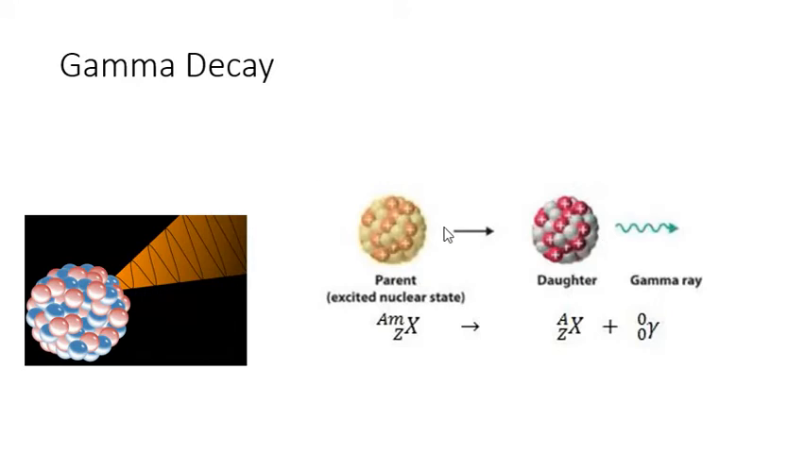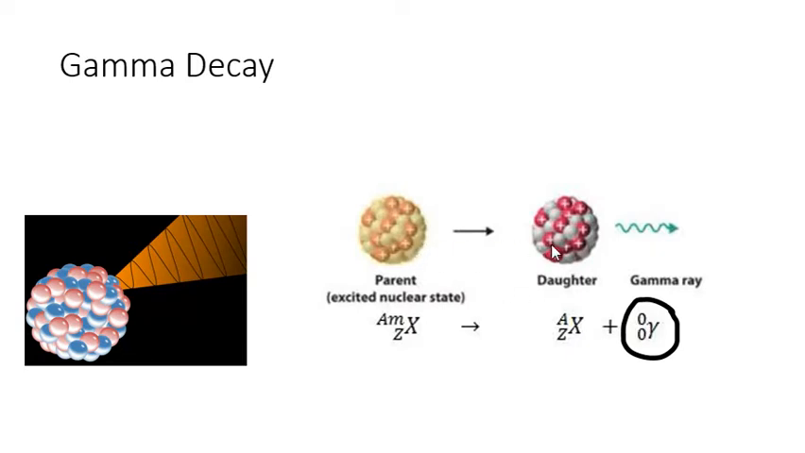Gamma decay is the nucleus is excited, and to de-excite itself, it gets rid of a gamma ray. Well, what's a gamma ray? A gamma ray is a photon. It's just another word for a photon. I don't know why they don't call it photon decay. They don't. But when it's excited, it gets rid of a photon. Well, a photon has no charge. It's a packet of energy, right? So it has no charge. It has no mass.